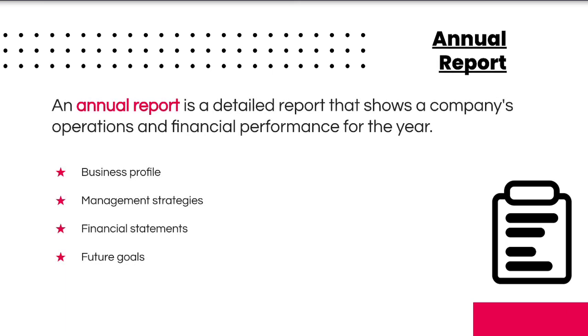An annual report is a detailed report that shows a company's operations and financial performance for the year. These reports can be on anything ranging from security to sustainability. It all really depends on what the company is looking to write about. Most of the time, these reports will include business profiles, management strategies, financial statements, and future goals.